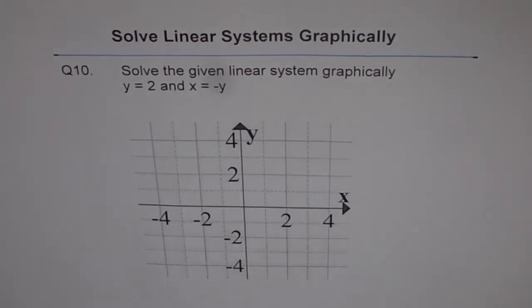Solve linear systems graphically. Question 10. Solve the given linear system graphically. y equals 2 and x equals minus y.